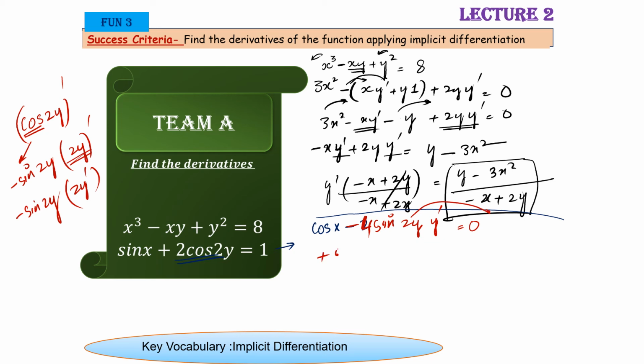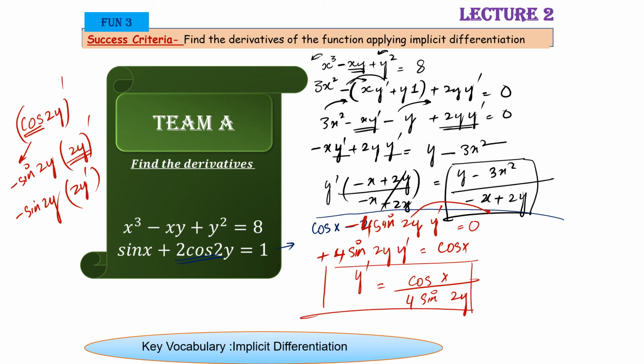The reason is that this is already with the negative sign. So bringing it on the other side will change the sign. So it is equals to 4 sine 2y y prime equals to cosine x. Now solve for y prime. You will get cosine x divided by 4 sine 2y, and that would be your final answer.